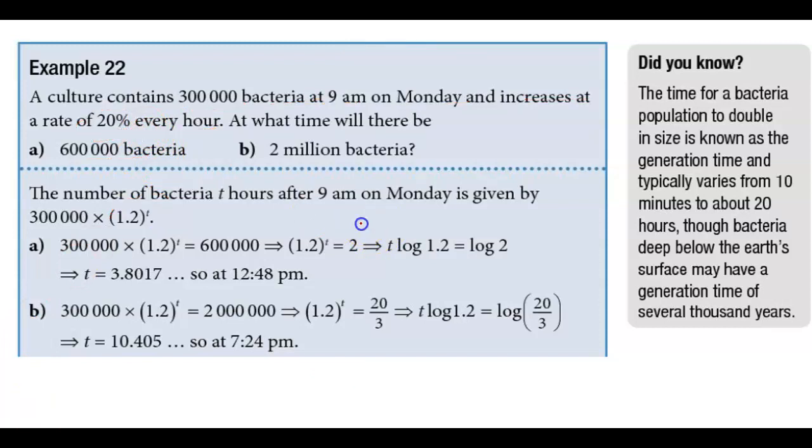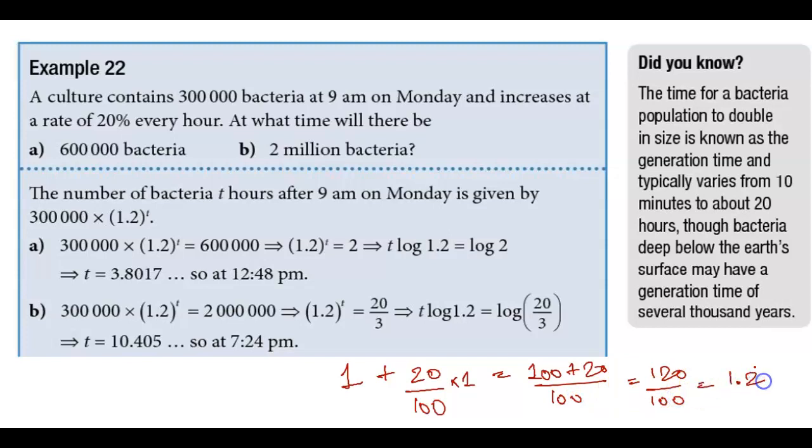See, children. Suppose I have 1 bacteria initially. Now, after 1 hour, it increases by 20% of 1, right? 20% of 1 means 20 upon 100 of 1. So it becomes how much? Solving this, you will get 100 plus 20 upon 100, that is 120 upon 100, that is 1.2 in the first hour. In the second hour again, 1.2 raised to power 2.